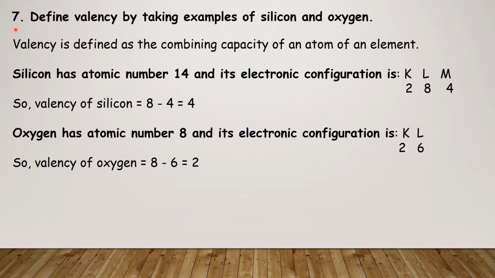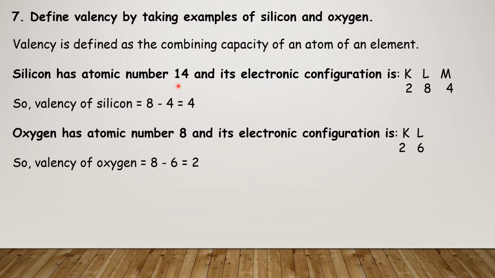Sixth question, summarize the rules for writing the distribution of electrons. There is no need to write those rules, you can read them in your textbook. Seventh question, define valency by taking examples of silicon and oxygen. Valency is defined as the combining capacity of an atom of an element. And we take some examples.